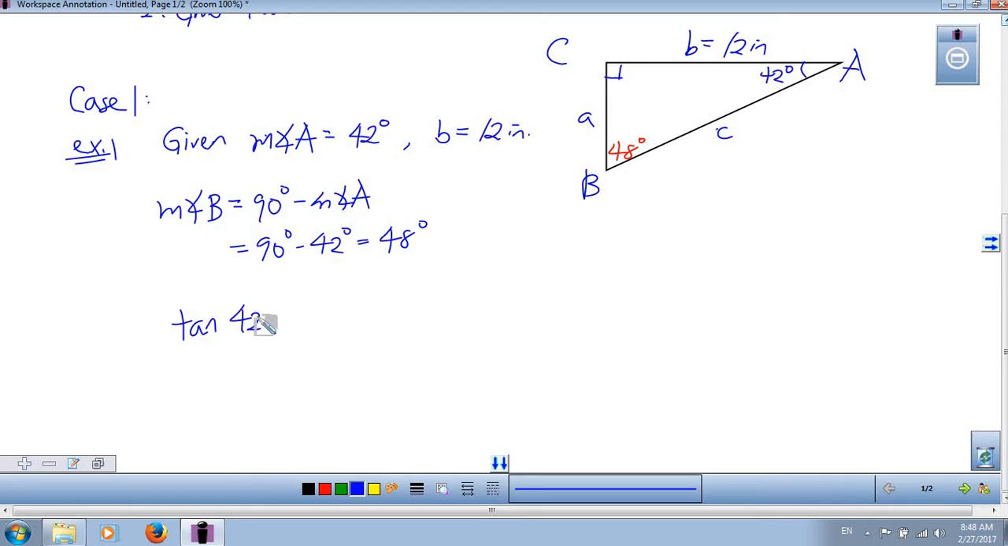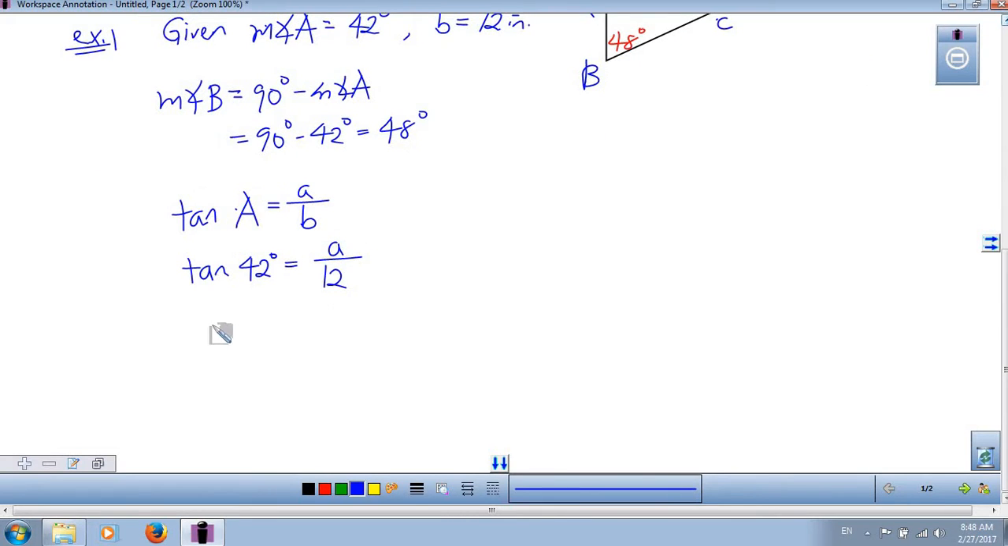So tangent of angle, let me go ahead and write it down first. Tangent of angle A is equal to side A over side B, right? Tangent angle A is side A over side B in this picture. So that means tangent of 42 degrees is equal to A divided by 12 inches. So I can solve for side A by multiplying both sides by 12, so A is equal to 12 times tangent of 42 degrees.